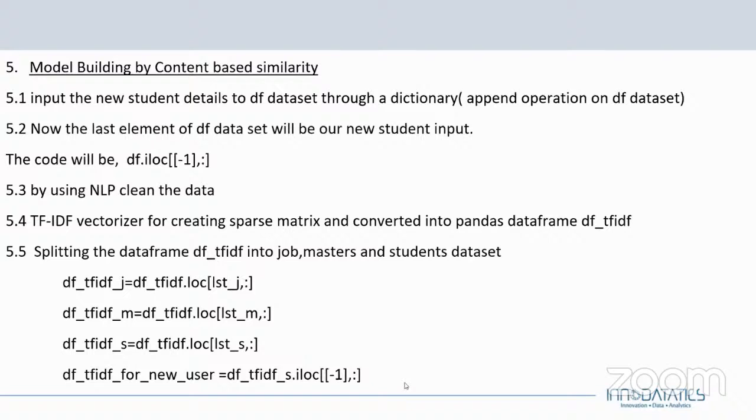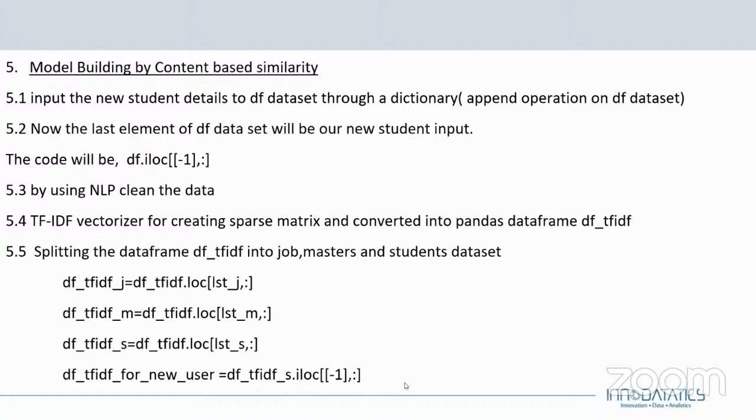Then we started doing NLP for cleaning the whole dataset. We know that there are many punctuations, commas, and everything. So we have to clean the dataset by using regex and so on. Then we have to convert it into a numerical format, and only then can we do the model building. That's why we did the TF-IDF vectorizer, and by using the TF-IDF vectorizer, we got the sparse matrix.